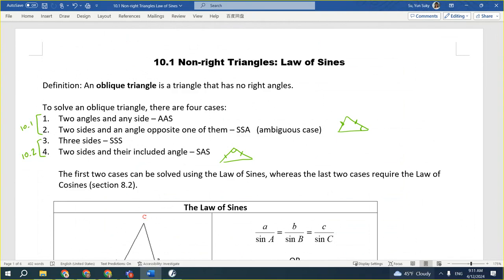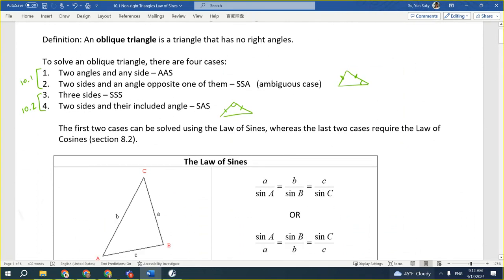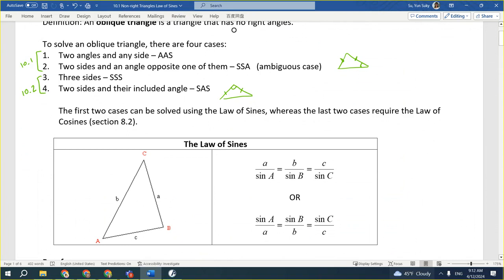Okay, so this is the idea. In the exam, you don't know which one I'm going to ask you, so be prepared to know all of them. So what is the law of sine?